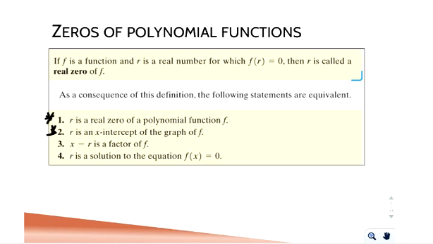If we know that r is an x-intercept, then we know that x minus r is a factor. That's where the little factor came from. And we can also say that r is a solution to the equation f of x equals 0. And we know all these things. We've been using especially 2, 3, and 4 right along. The one that's new is the first one, but we're going to use these interchangeably, so make sure that you're comfortable with all of them.